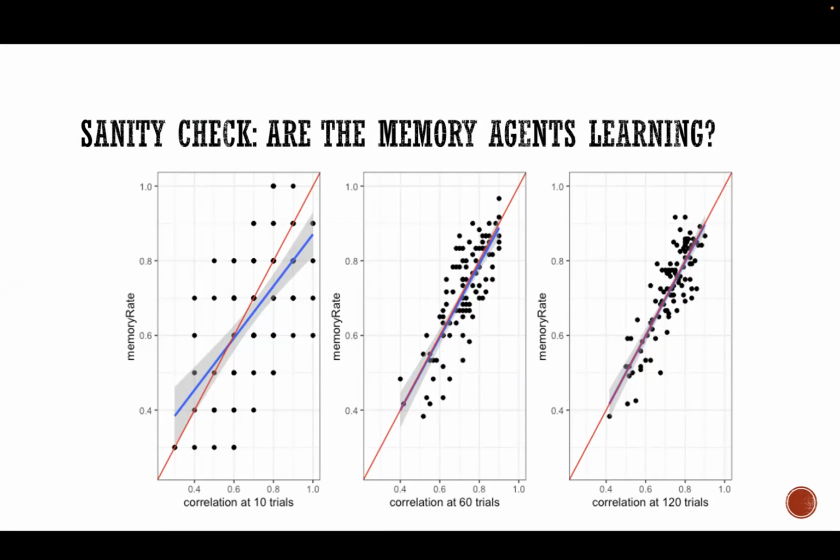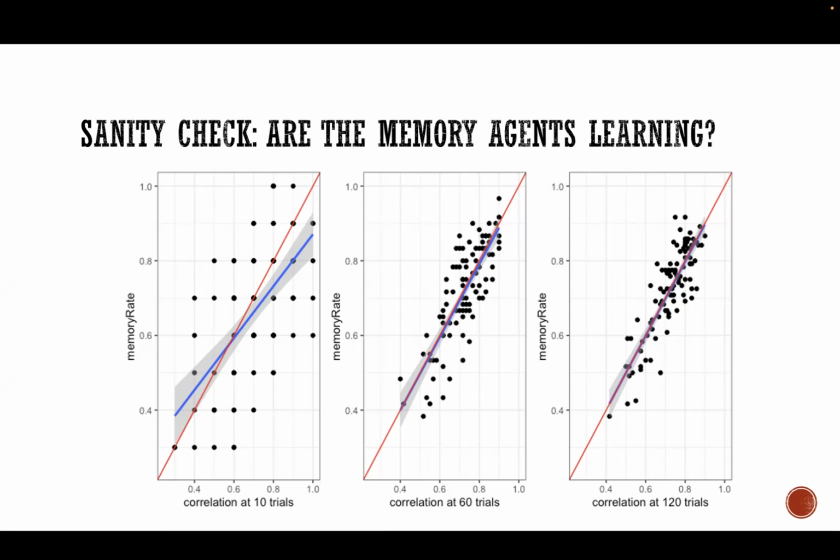I want to do some sanity check. That's probably the last thing that we'll do for today. What I want to know is whether the memory agents are actually learning from the agent they're playing against. So I plot on the x-axis the rate for the random agent, and on the y-axis the rate for the memory agent that's playing against it. I do that after 10 trials. The red line would show having learned perfectly what the other agent is doing.